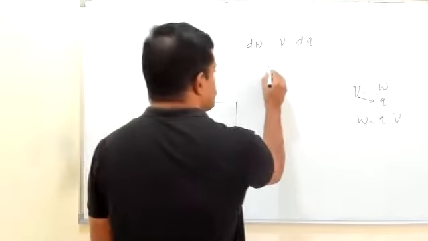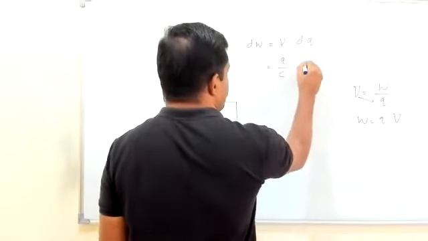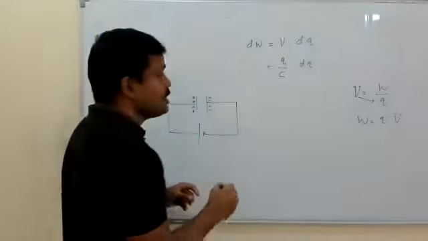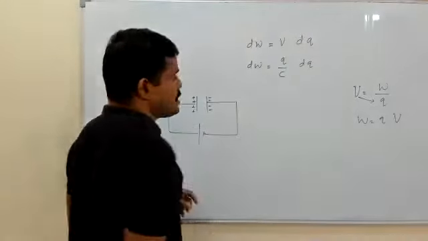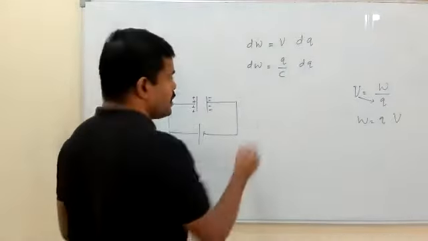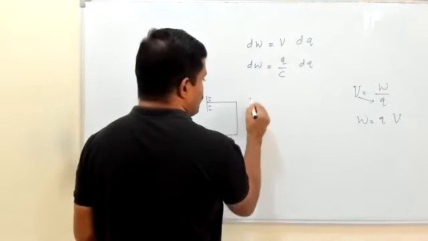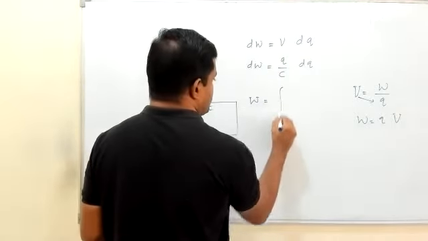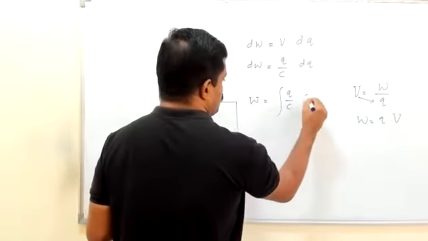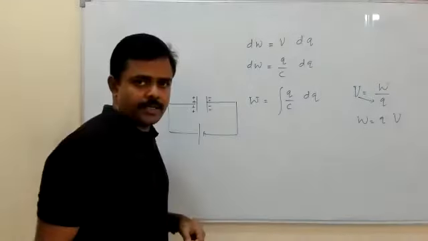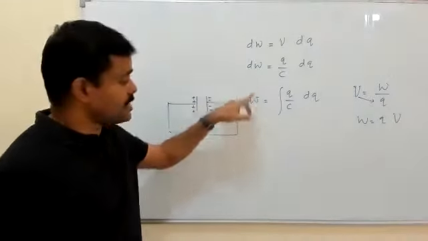This V is equal to Q by C. Yesterday we learned the definition of capacitance. So dW is equal to Q by C into dQ. Now you know what to do. If you know the small work done, you can find the total work done by integrating Q by C into dQ. Since we know the small work done, we just have to integrate.